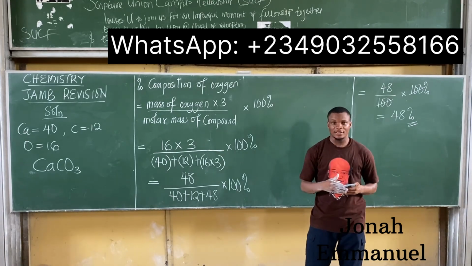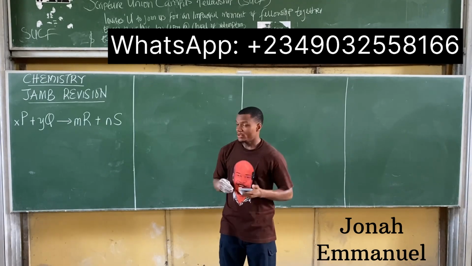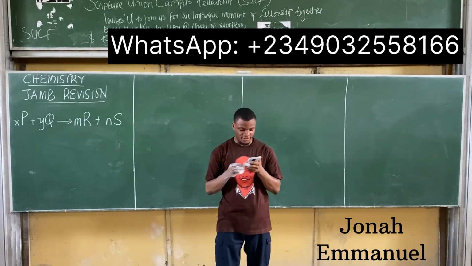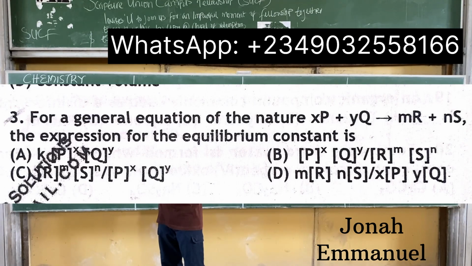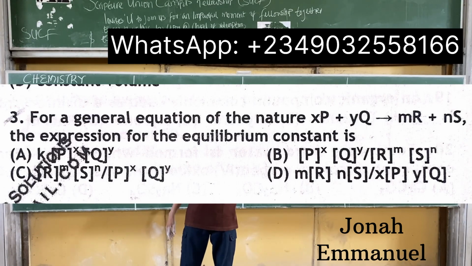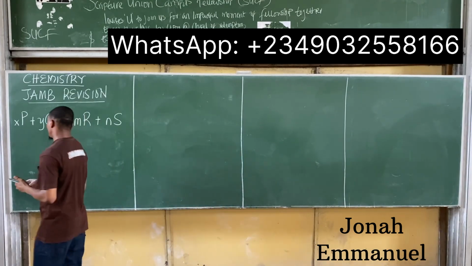All right, let's see another question. All right, let's see this other question. This one here says, for a general equation of the nature, this, the expression for the equilibrium constant is dash. So we are asked to find the expression for the equilibrium constant.